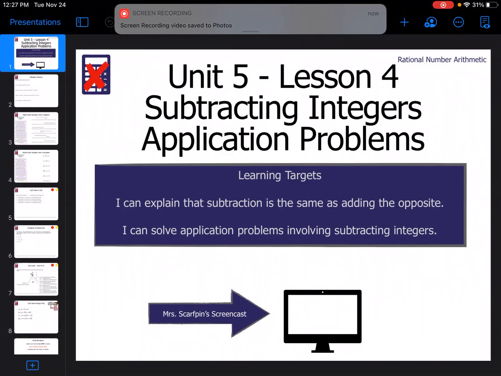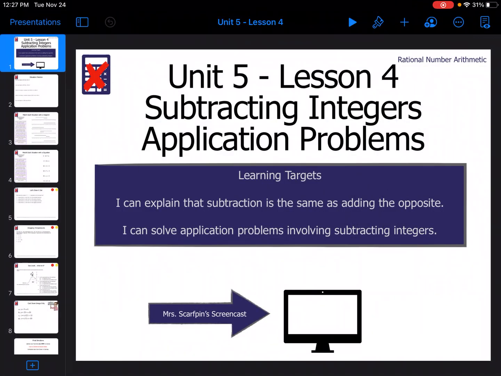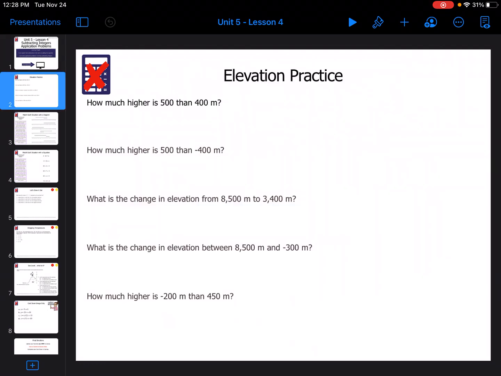Right, so we're doing Unit 5, Lesson 4, Subtracting Integer Application Problems. So this time we're looking at questions that are going to be application-based. So I can explain that subtraction is the same as adding the opposite, and I can solve problems involving subtracting integers. So how much higher is 500 than 400?